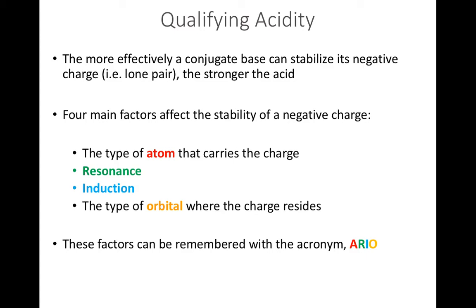So there are a number of factors that influence the stability of this lone pair and charge that we create when we lose that H+. Those four main factors are the type of atom that the lone pair and the charge ends up on, whether or not that lone pair is going to be resonance stabilized, whether induction can help stabilize it, and also what type of orbital that lone pair resides in. One way to remember these factors is with the acronym ARIO: atom type, resonance, induction, orbital. So let's take a look at each one of these factors individually.